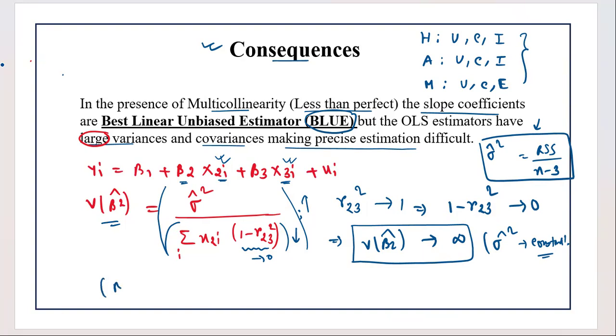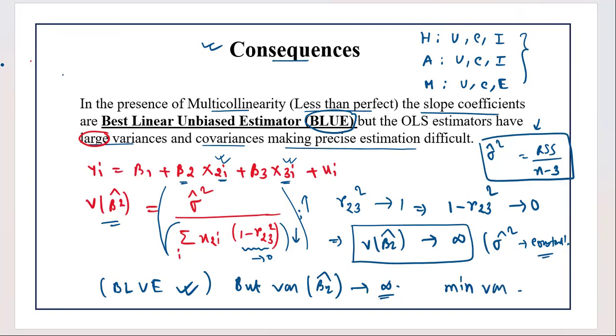So what we can say is that the BLUE property is holding, but variance of beta 2 cap is tending towards infinity. So minimum variance is tending towards infinity, basically. And a similar thing can be done using this particular coefficient as well.